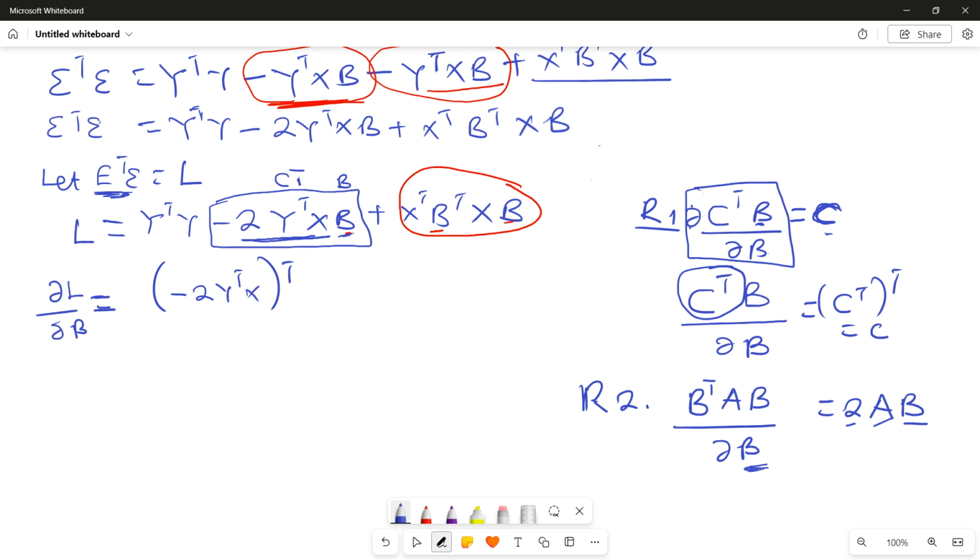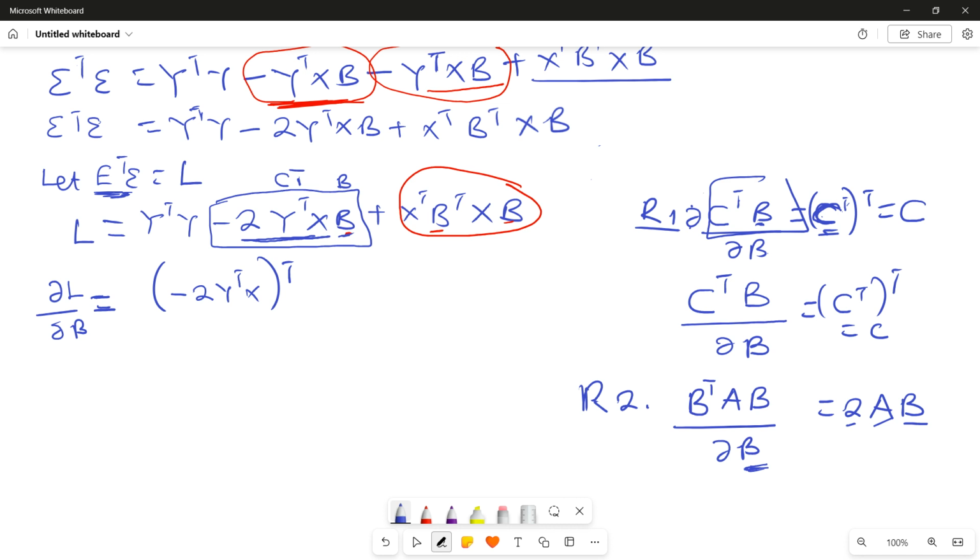Remember what I said when explaining the first rule: the answer will be C, but the initial thing had C transpose. What does this mean? It means this C transpose has to be transposed, because it is only after transposing C transpose that we get C. In short, we're just applying the first rule of differentiation.